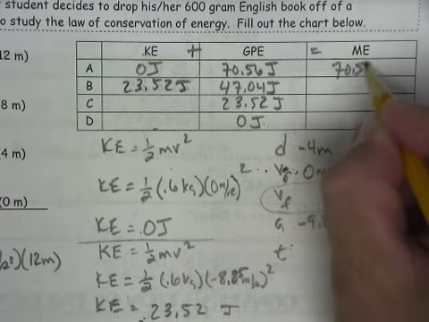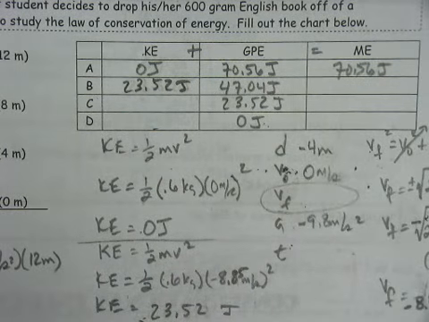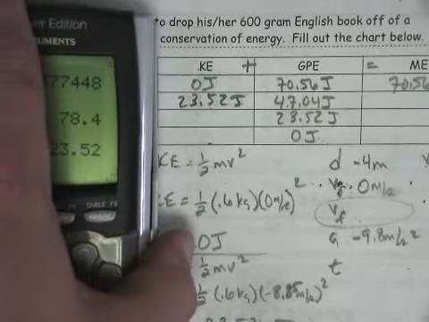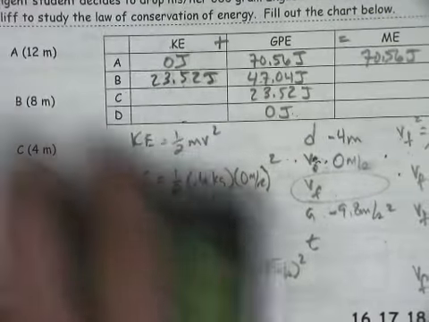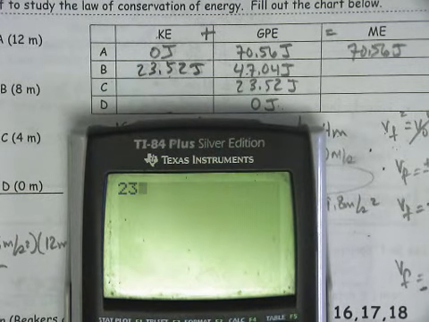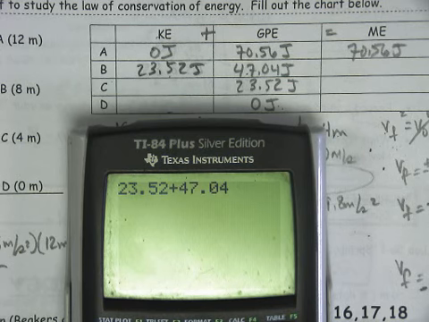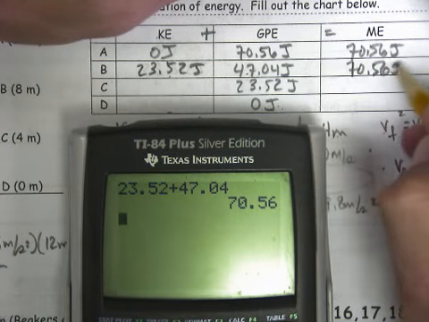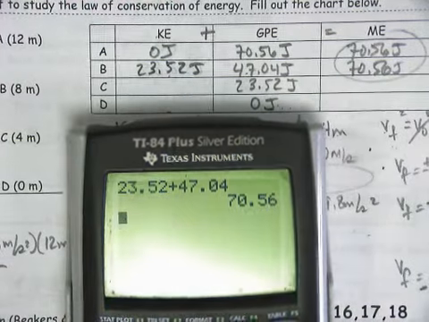So if I just add across, that'll give you mechanical energy. So 70.56 joules. There's that one. Let me add these two together and see what I get. So here's my calculator. 23.52 plus 47.04. And if I did this right, you're going to notice something kind of cool pop up. Oh, what do you know? Look at that. Do you see that those are the same?